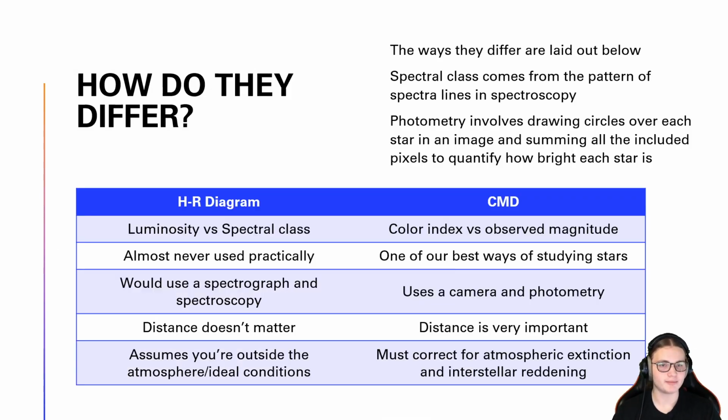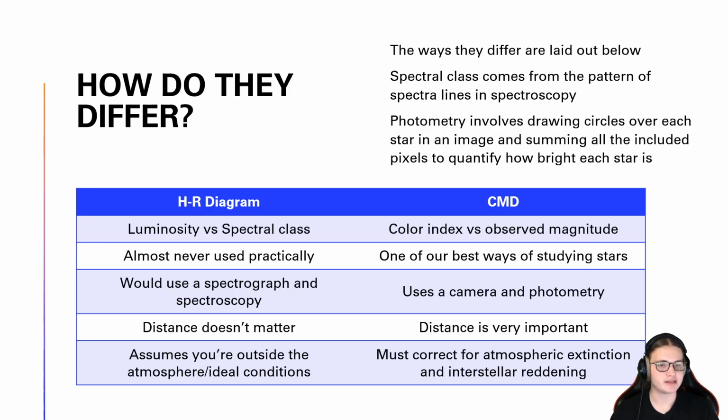How do they differ? As shown in the table, an HR diagram uses spectral class, temperature, or B minus V color index plotted against luminosity. A color magnitude diagram, or CMD, always uses a color index against an observed magnitude. HR diagrams are harder to implement because they require absolute magnitudes or luminosity, which means you need to know the exact distance to a star. CMDs are much easier to apply, and they're one of the key tools we use to study stars in practice.